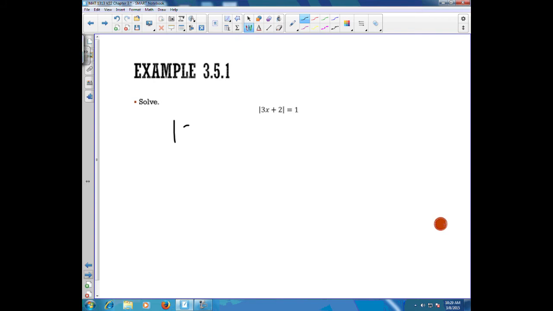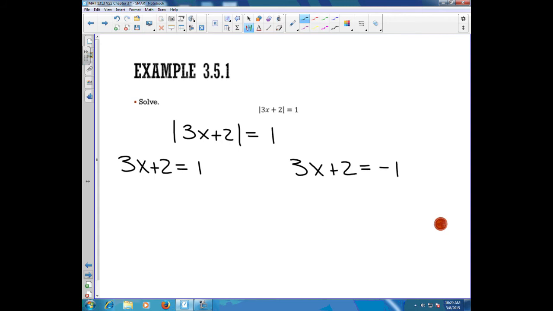We have the absolute value of 3x plus 2 is equal to 1. We have the absolute value isolated, and so we want to write two equations. The first equation is exactly what we see without the absolute value. And the second is the same, except after the equal sign, we change the sign. So positive 1 becomes negative. Now we have two equations to solve.